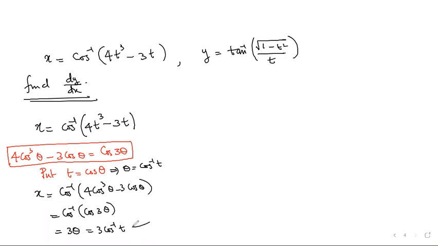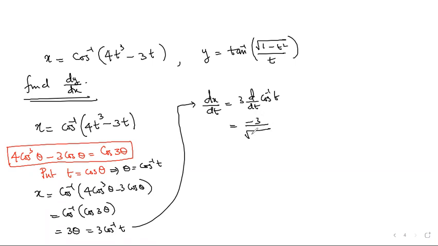So dx by dt is 3 into d by dt of cos inverse t. So minus 3 upon root 1 minus t square. Again taking y as tan inverse of root of 1 minus t square upon t. Now you tell me, what should I replace in place of t? Which formula? Root 1 minus t square.